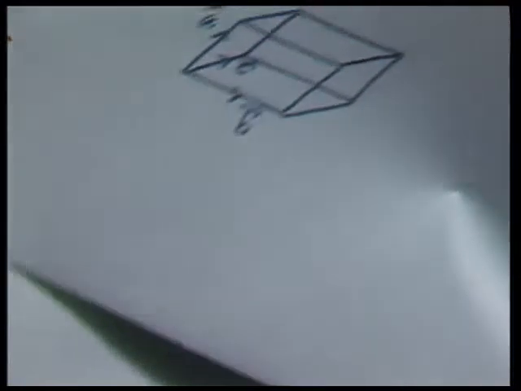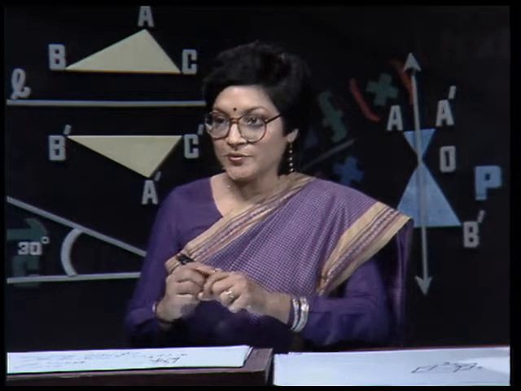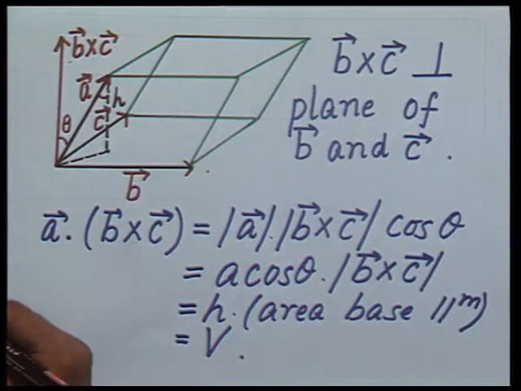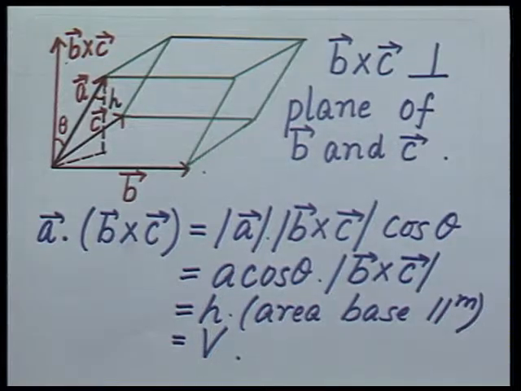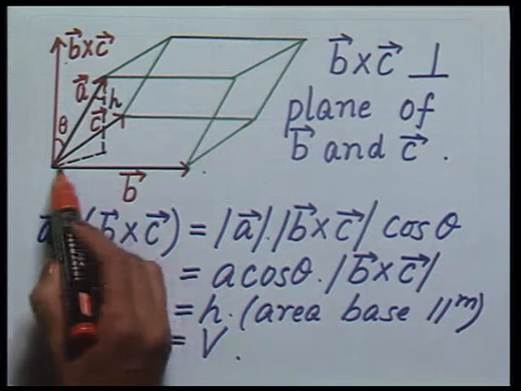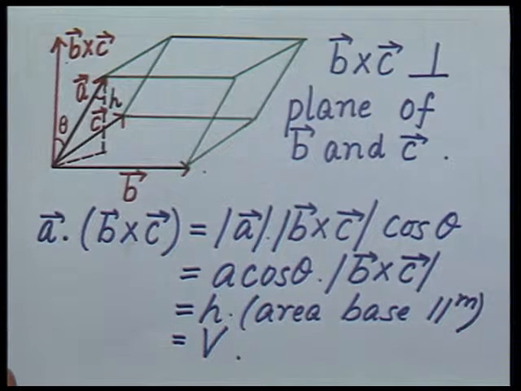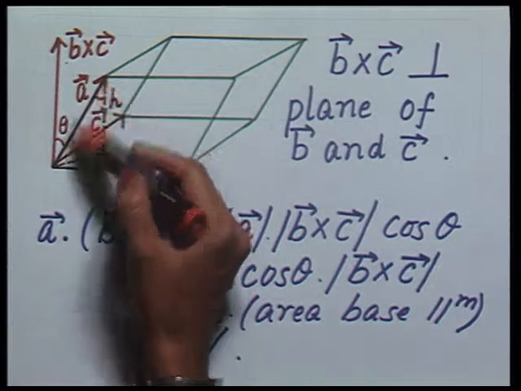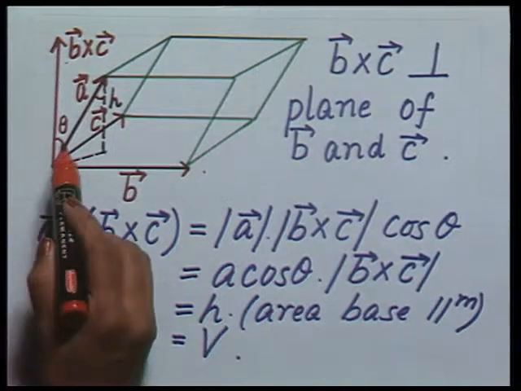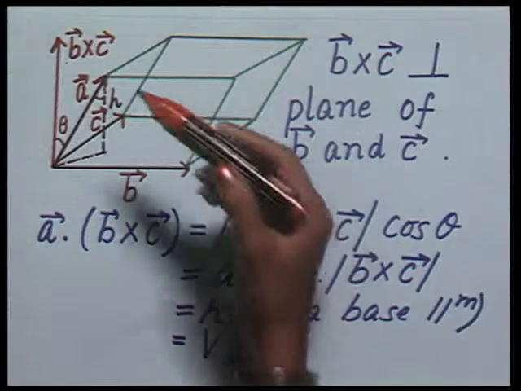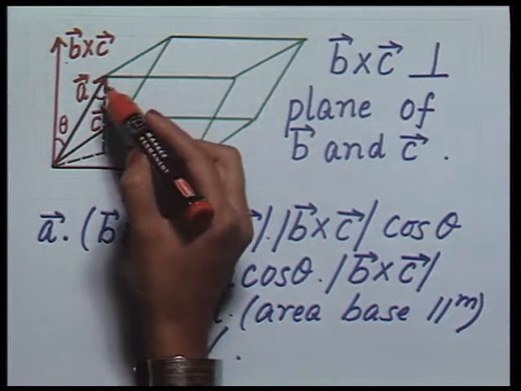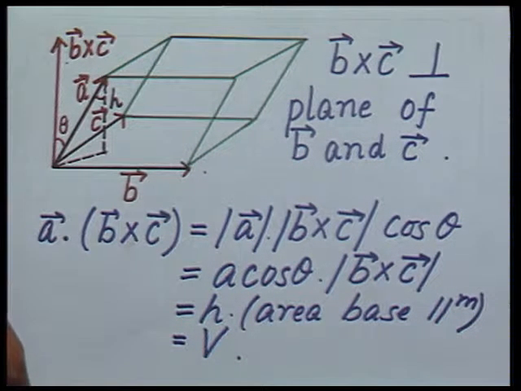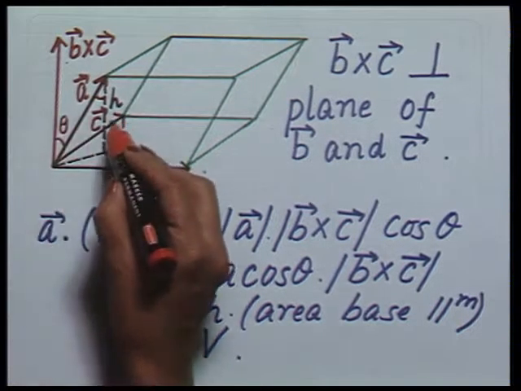Let's go back to my figure and see what happens to A dot B cross C. We have here an observation. You see, this B cross C, we know, is perpendicular to the plane of B and C. And therefore, I have drawn B cross C as normal to the base, which is the plane of B and C. Let the angle between the vector A and the vector B cross C be called theta. Drop a perpendicular from the terminating point of A to the base.